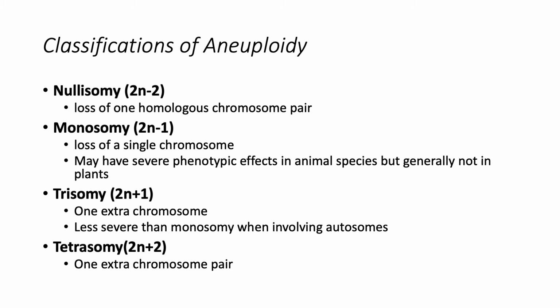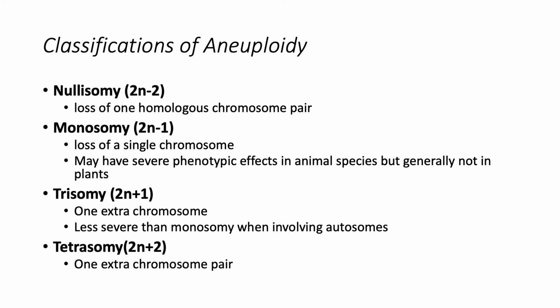Aneuploidy, being the loss or gain of one or more chromosomes, can also be classified further as nullisomy, monosomy, trisomy, and tetrasomy. Nullisomy, or 2n-2, involves the loss of one homologous chromosome pair. Monosomy involves the loss of a single chromosome. When involving autosomes, monosomy may have severe phenotypic effects in animal species, but generally not in plants.